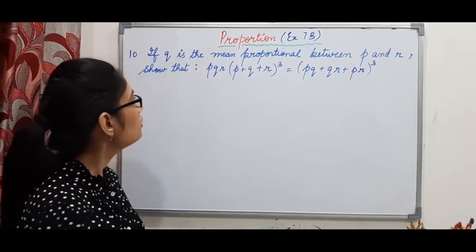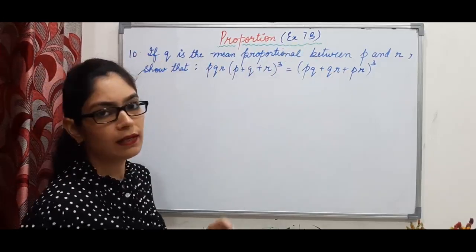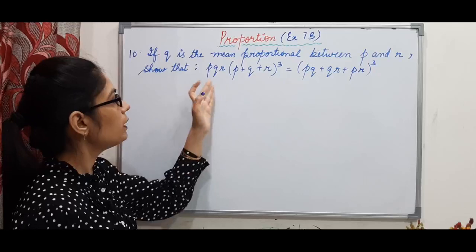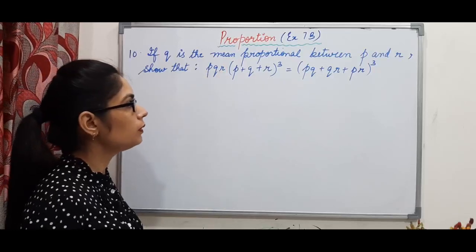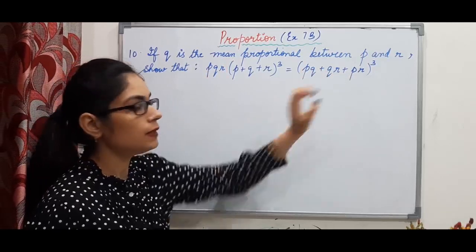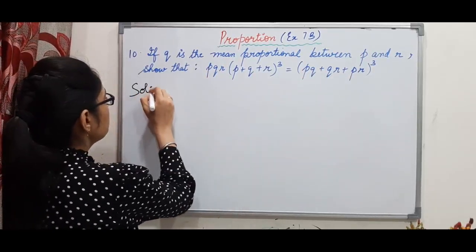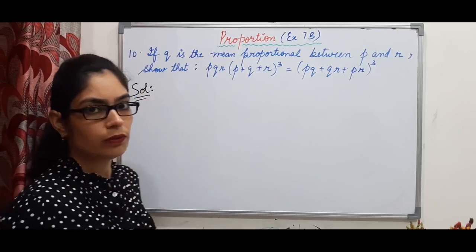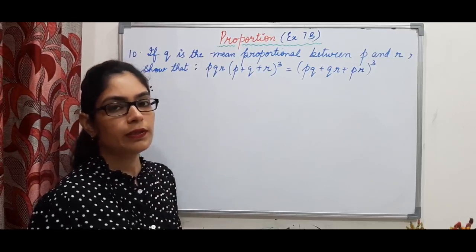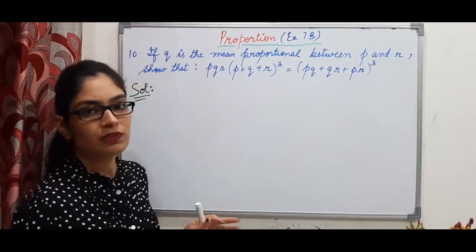In 10th question, it's given if Q is the mean proportional between P and R, show that PQR into (P plus Q plus R) whole cube is equal to (PQ plus QR plus PR) whole cube. So it's similar to the previous question, so you can also try with me. These questions are really simple. See, we just have to prove by using the given thing.